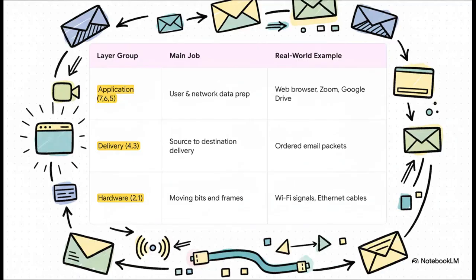You know, the easiest way to think about this is to group the 7 layers by their main job. So, up at the top, you've got the application layers. This is the stuff you interact with, your web browser, your Zoom call. Its job is to prepare the data. Then, the delivery layers in the middle act like the logistics department. They break your data into little packets and address them for the journey. And finally, you have the hardware layers at the very bottom. This is the physical stuff, turning your data into electrical signals for a cable or radio waves for Wi-Fi.